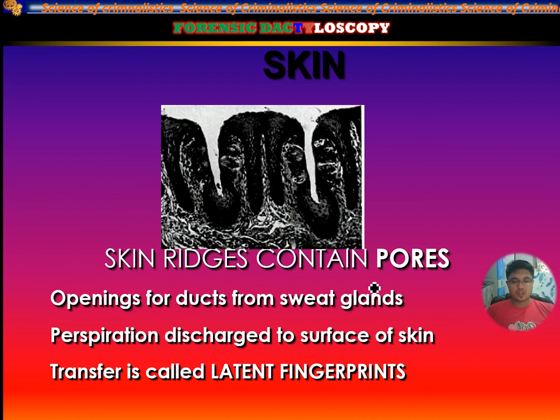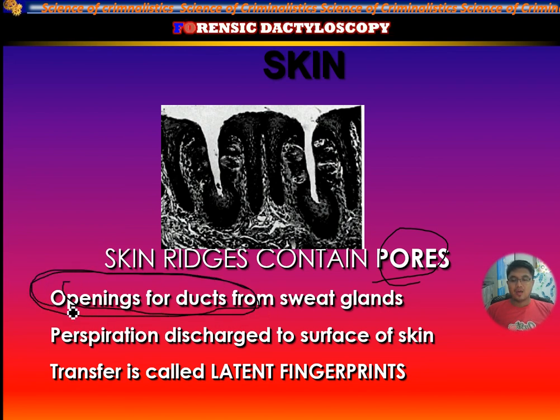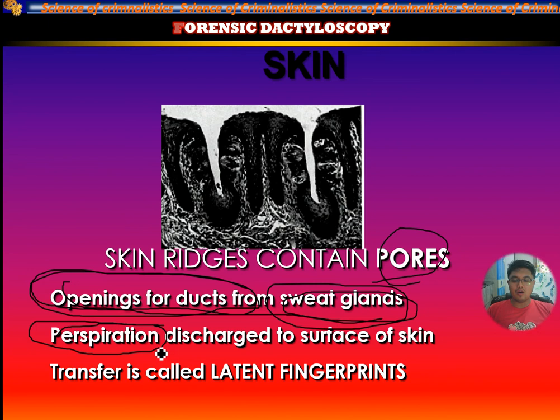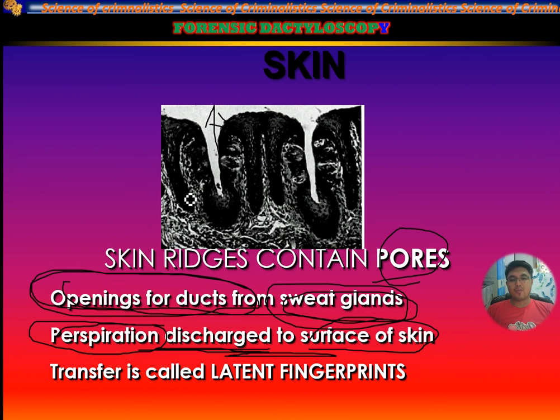Our skin contains pores, no? And of course, these pores are openings for the ducts from the sweat glands. So mangyayari dyan, pag pinapawisan ang isang tao, papalabas tayo ng pawis doon sa surface of the skin. Magpapalabas ito ng nutrients coming from our body in a form of sweat, no?